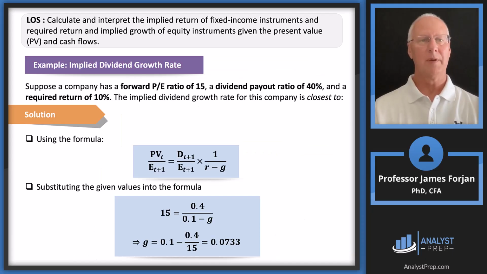All right, here we go. Company has a forward PE ratio of 15, and it has a dividend payout ratio of 40%, required return of 10%. Let's go ahead and solve for the dividend growth. So we just use this formula right there, rearrange it to solve for g, and if you do the math there quickly, you get 7.33%.